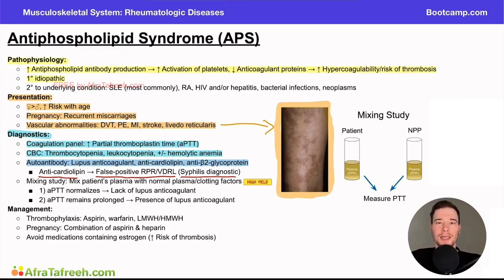So now let's try to make sense of this increased PTT despite patients having a prothrombotic state. And to really understand it, we have to understand something called the mixing study. This is where we mix patients' plasma with normal plasma or clotting factors. And again, I put a high yield here because I love to test this concept because it doesn't necessarily make sense intuitively. We have to know this principle on test day. So here's how we're going to do this. We're going to do something called a mixing study.